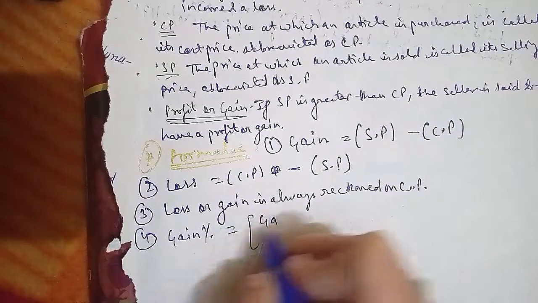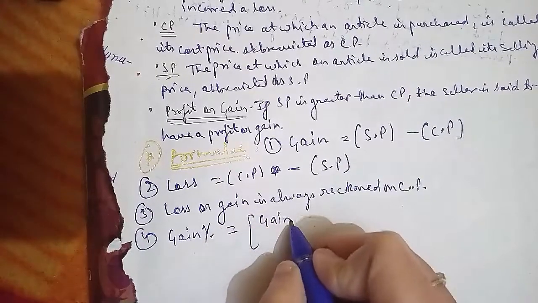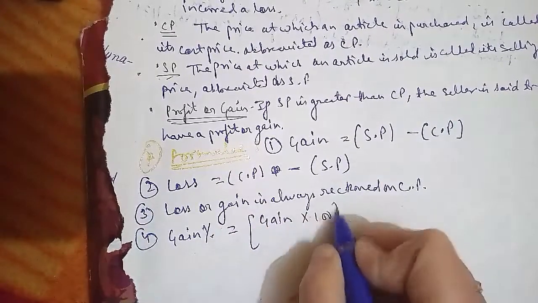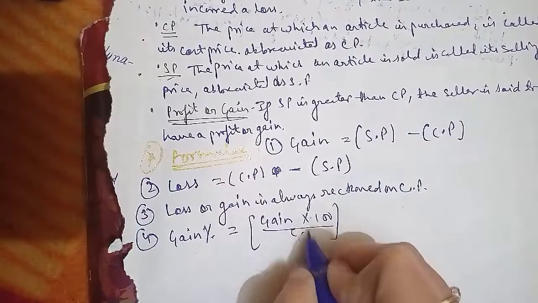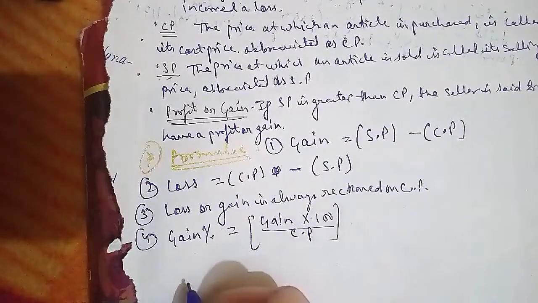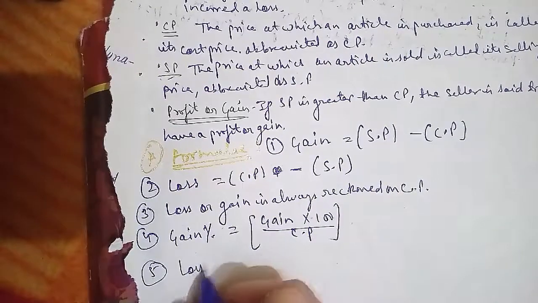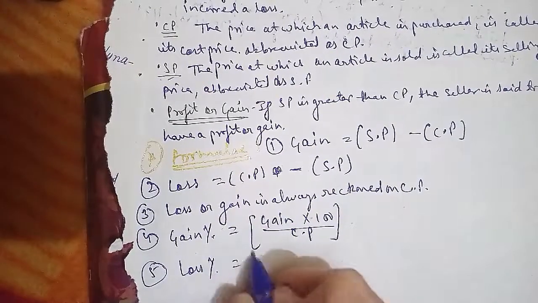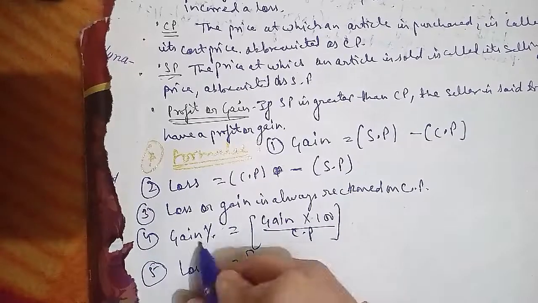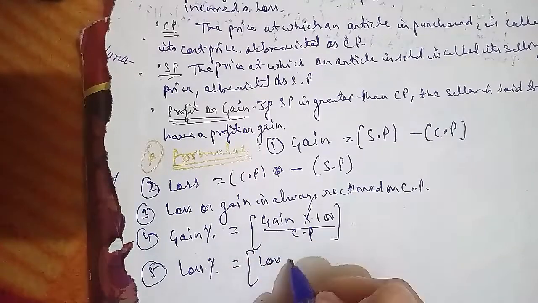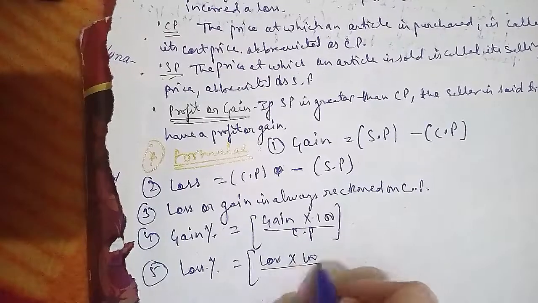Gain percent is equal to gain into 100 upon CP, which is cost price. Another formula, your fifth formula, is loss percent, equal to loss into 100 upon CP. If it is gain percent, then gain; if it is loss percent, then loss, into 100 upon CP.